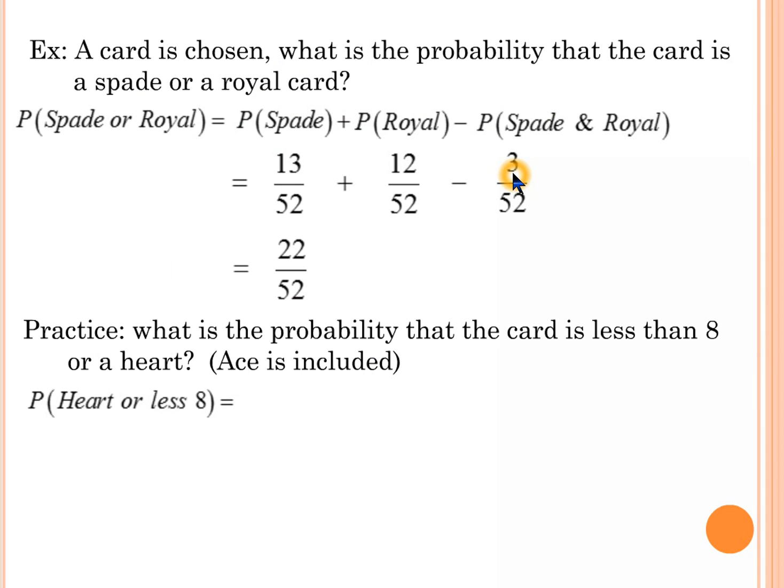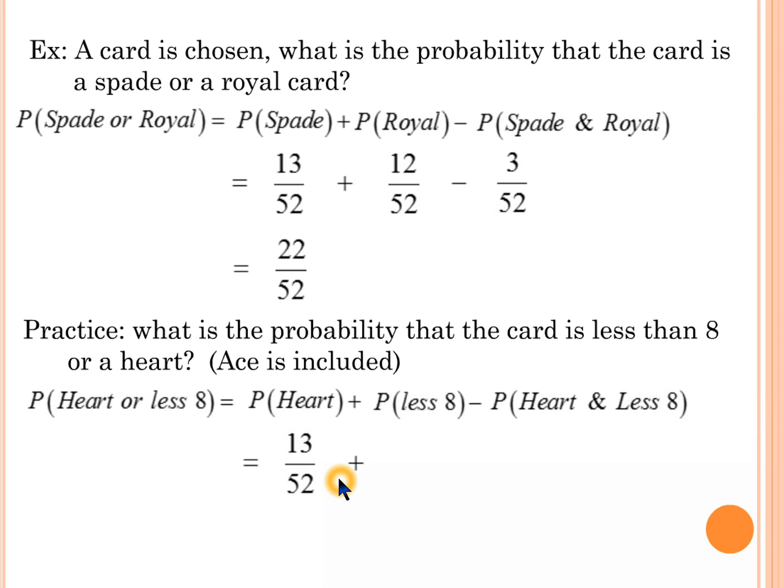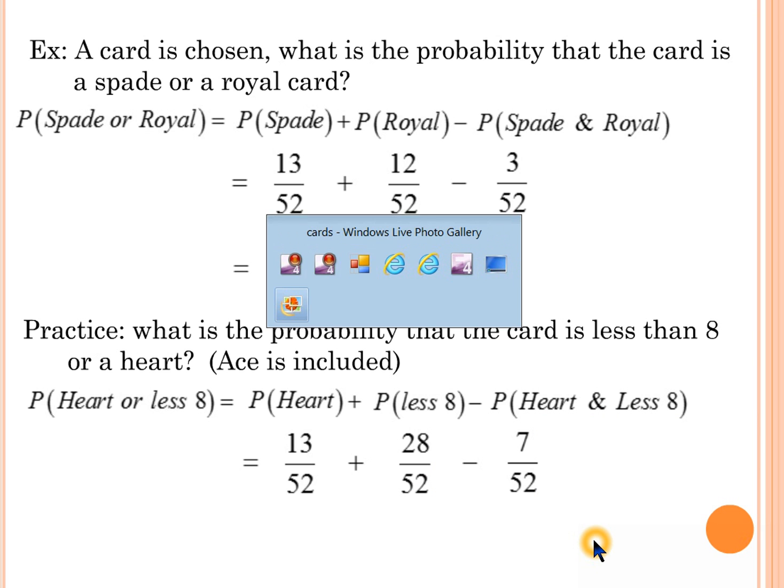And if you have a non-mutually exclusive problem, then you can use the formula from above here. You want to have the probability of a heart plus the probability of being less than 8 minus the common area, which is probability of heart and less than 8. All right, so the probability of being a heart is 13 out of 52. The probability of being less than 8 is 28 out of 52. And the probability of being a heart and less than 8, that's going to be 7 out of 52. So once again, let's talk about how we got these numbers here. Let's bring out the deck.